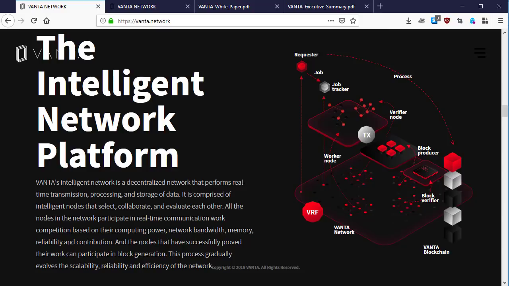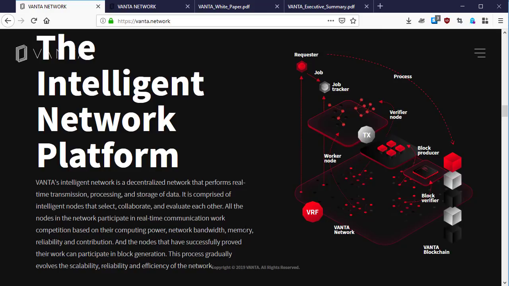Vanta's intelligent network is a decentralized network that performs real-time transmission, processing, and storage of data. It is comprised of intelligent nodes that select, collaborate, and evaluate each other. All the intelligent nodes in the network participate in real-time communication, work competition based on their computing power, network bandwidth, memory, reliability, and contribution. The nodes that have successfully proved their work can participate in block generation. This process gradually evolves the scalability, reliability, and efficiency of the network.